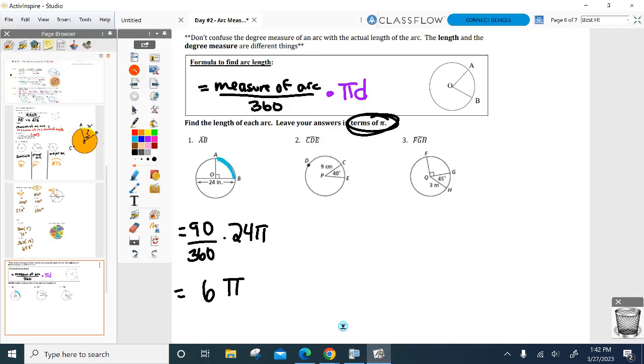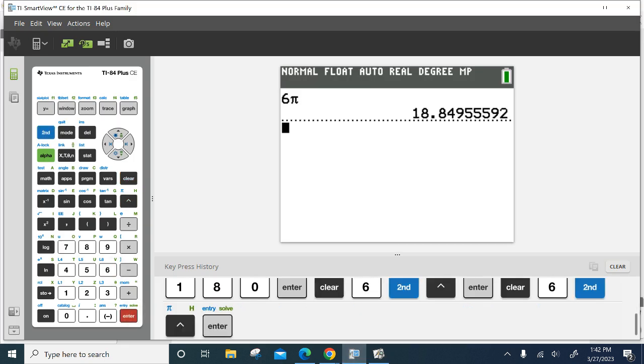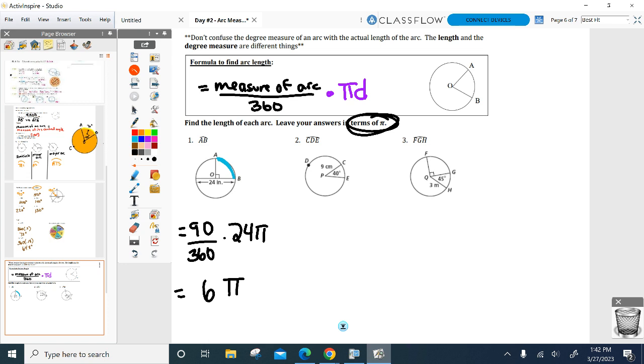6. All right, if you really want to see how long it is, do 6 pi, and that's how long that arc is, almost 19 inches. All right, so we're good.